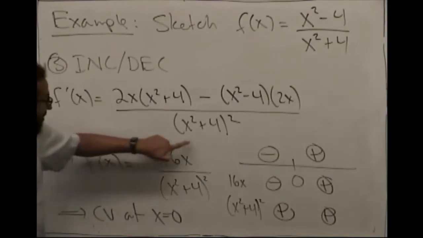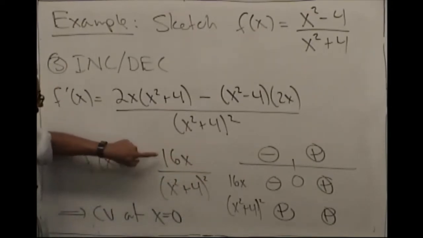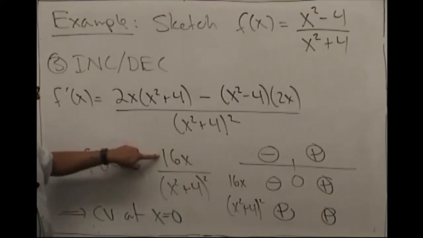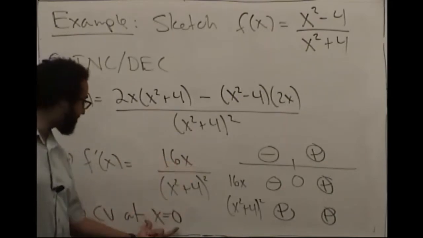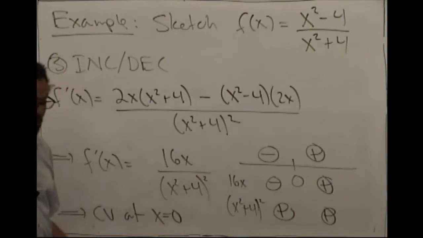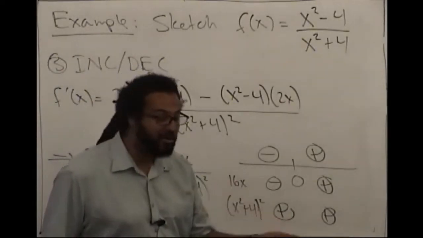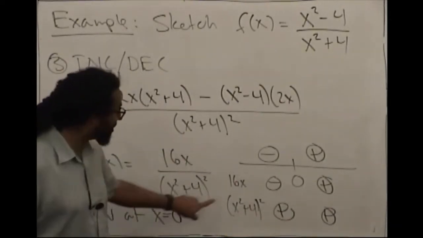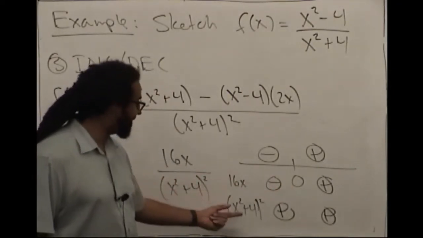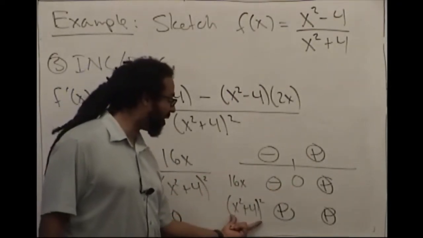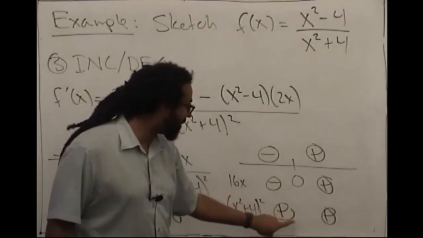We know that a fraction is equal to 0 whenever the numerator is equal to 0. And so when is 16x going to be equal to 0? Well, that's just at x equals 0. So we've got the one critical value at x equals 0. I'll plot that down and write my factors off to the side. x squared plus 4 quantity squared is always positive no matter what.